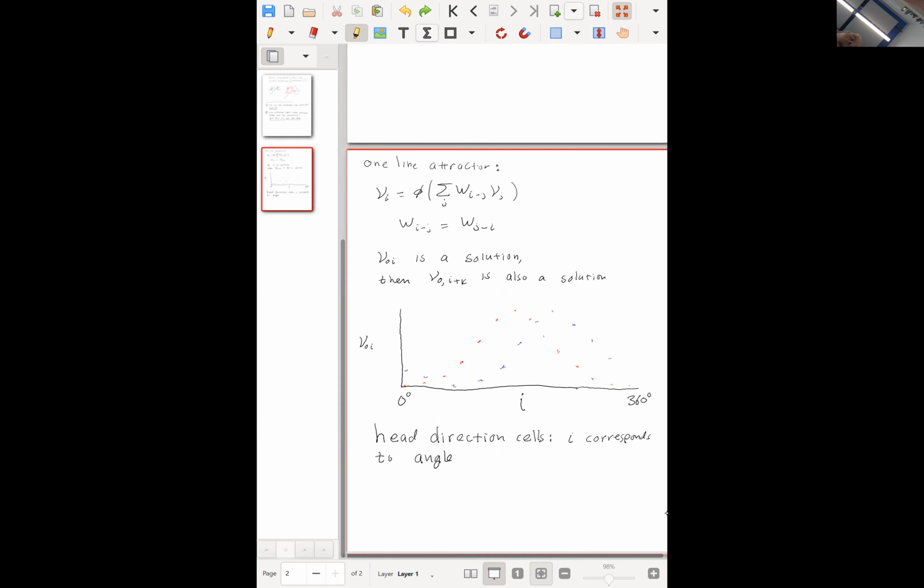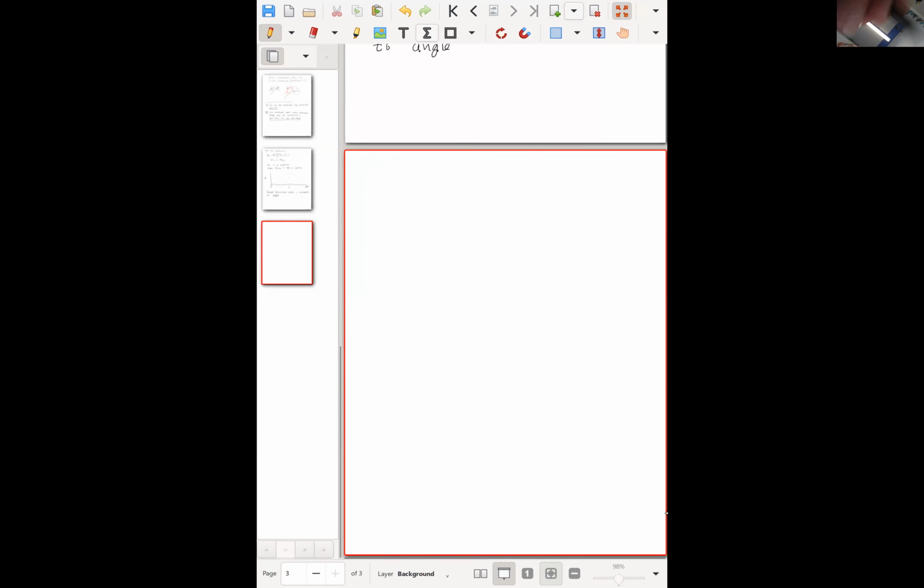Now, we've seen, at least in the case of point attractors, how to embed multiple point attractors, and we can try the same idea. Okay, so here's our guess for multiple line attractors.